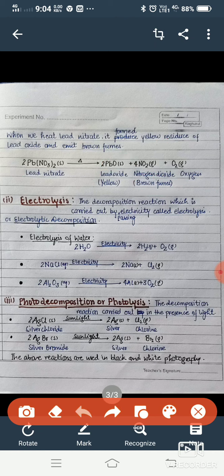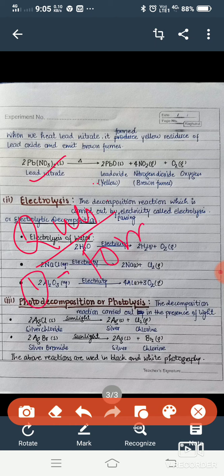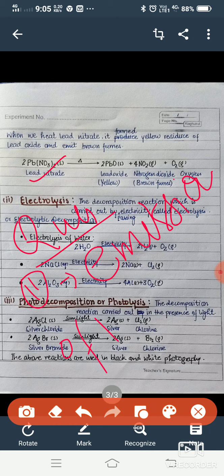Here one question is: what do you observe when we heat lead nitrate in a boiling test tube? So we observe two things. First, formation of a yellow substance, which is lead oxide, PbO, and second is emission of brown fumes, which is nitrogen dioxide. So this is very important.